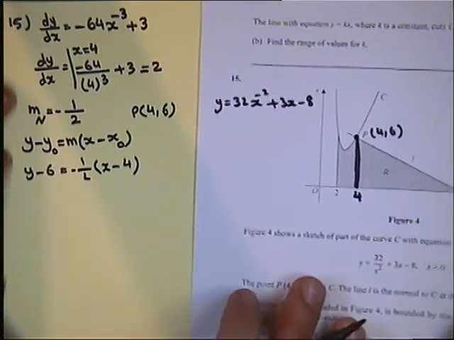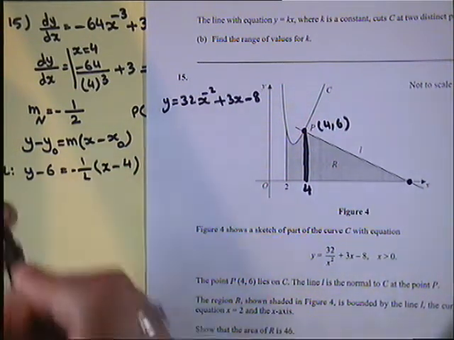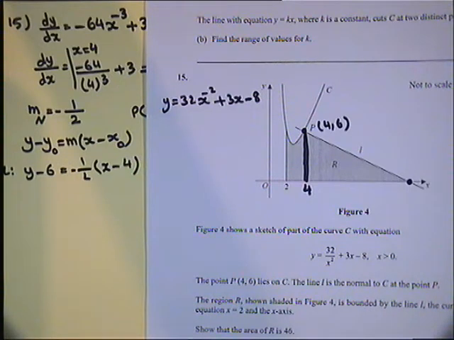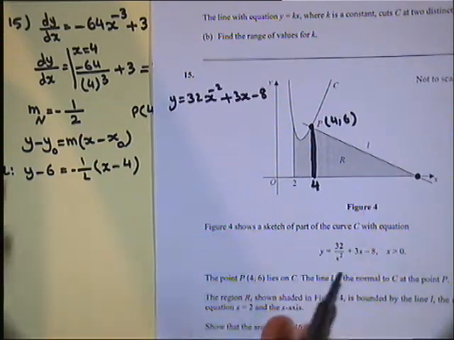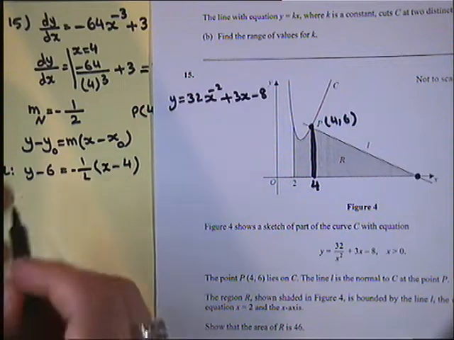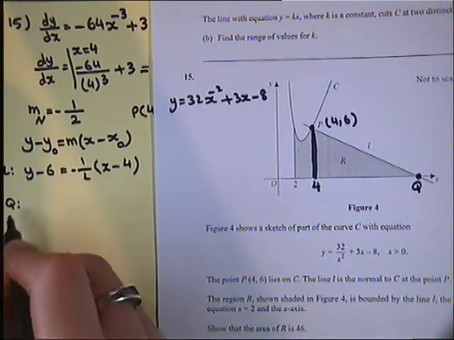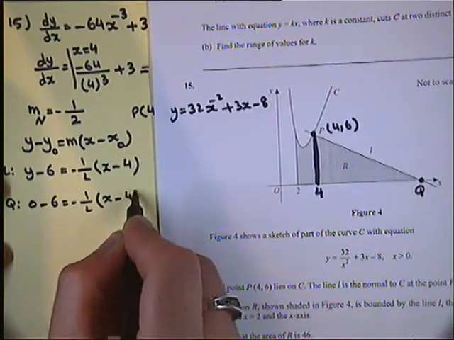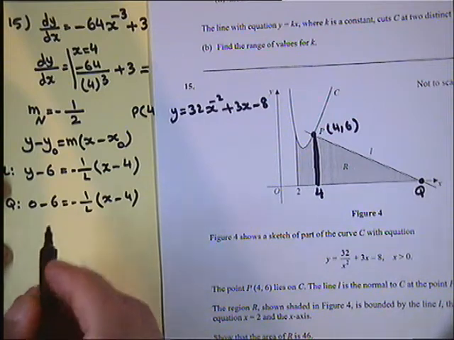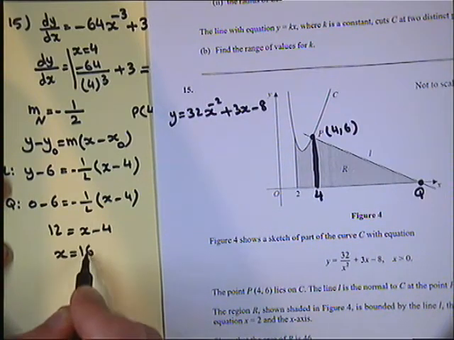So we need to now work out this point. This is the equation of L now. We don't really need to simplify, because the aim is not to work out the equation of the normal. The reason we're working it out is just to work out this coordinate. At this point, the y value is 0, so sub 0 here. Let's call this point Q. For point Q, 0 minus 6 equals minus a half times x minus 4. Multiply both sides by negative 2, you get 12 equals x minus 4. Therefore, x is equal to 16.